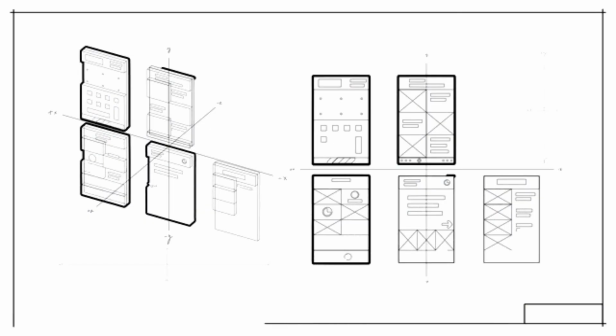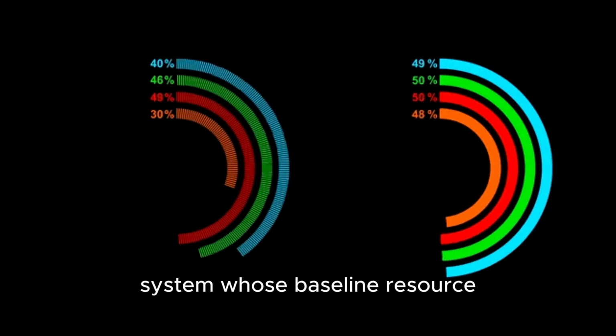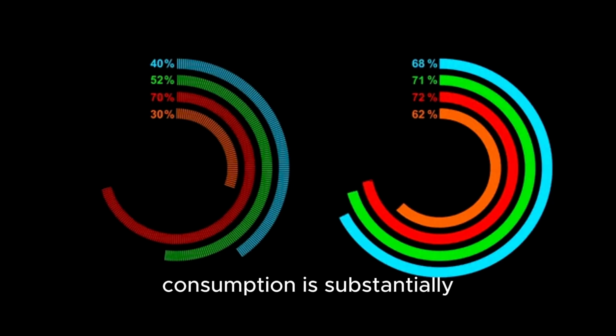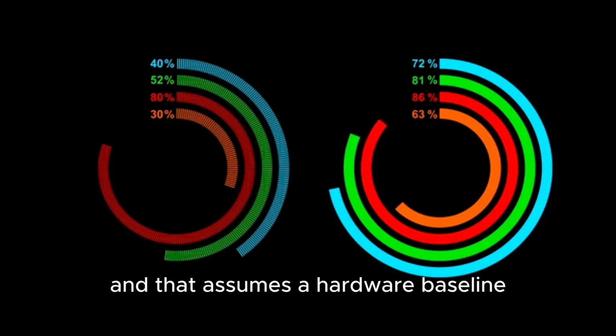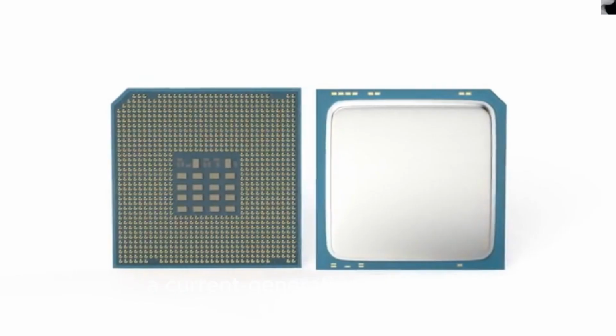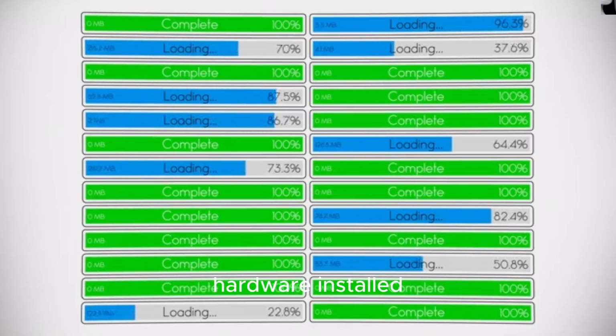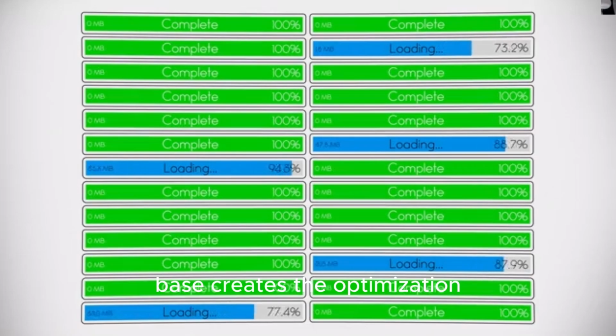Each of these design decisions is defensible individually. The aggregate effect is an operating system whose baseline resource consumption is substantially higher than its predecessors, and that assumes a hardware baseline. With 16 gigabytes of RAM, a current generation processor, an NVMe SSD that not all current Windows users possess. The mismatch between Windows 11's designed hardware assumptions and the actual hardware installed base creates the optimization pressure that drives discussions like this one.